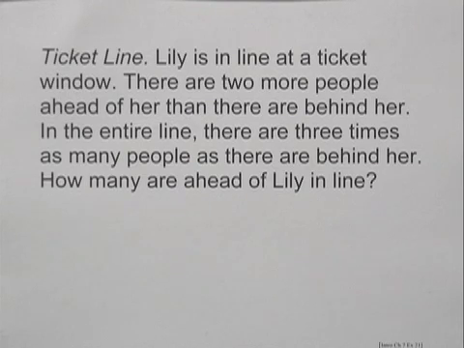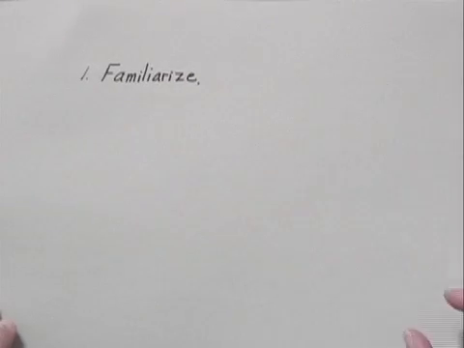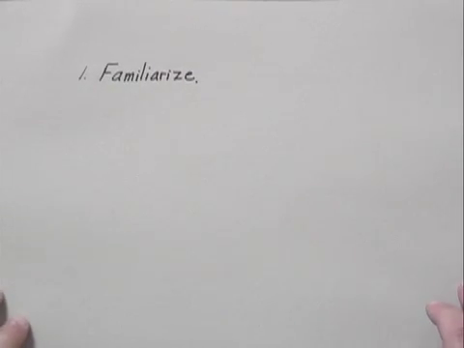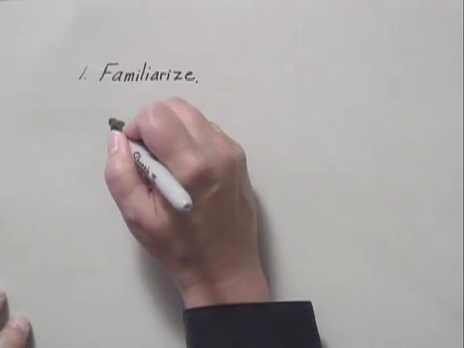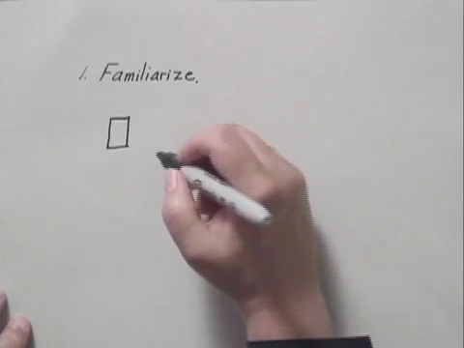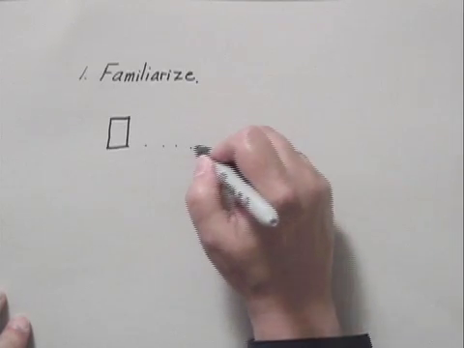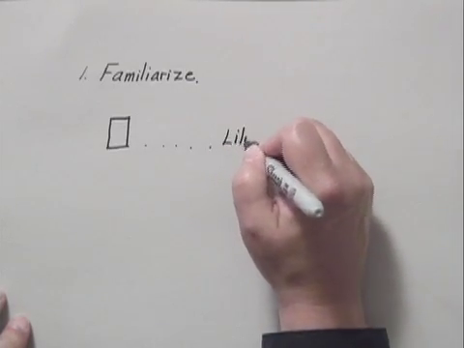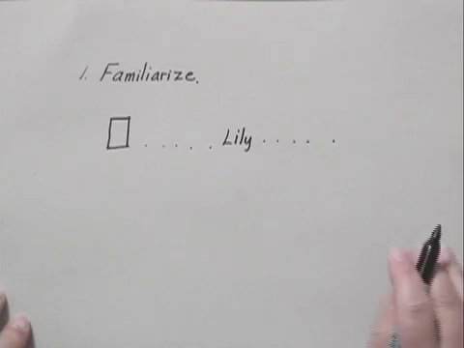Now we're going to familiarize ourselves with this situation. We can read this a few times, and it can be a little confusing the way that it's stated. A picture is often very valuable, even a very simple picture, when familiarizing ourselves with a situation like this. Let's draw a ticket window, and it doesn't have to be fancy. And let's draw a line of people, and then there's Lily, and then there's more people.